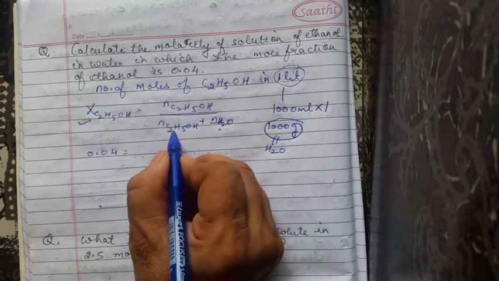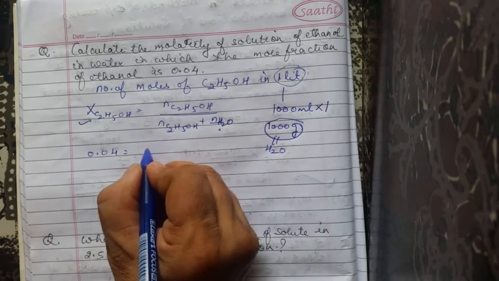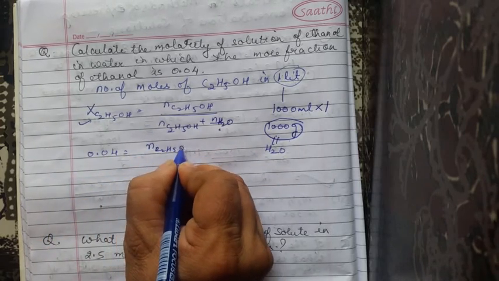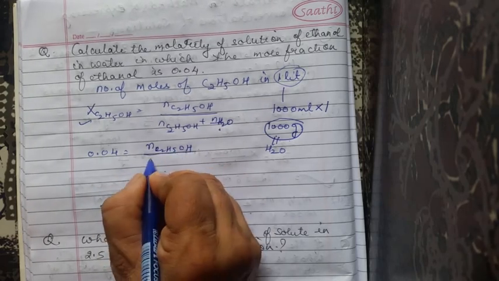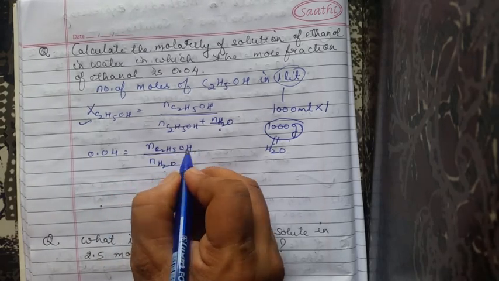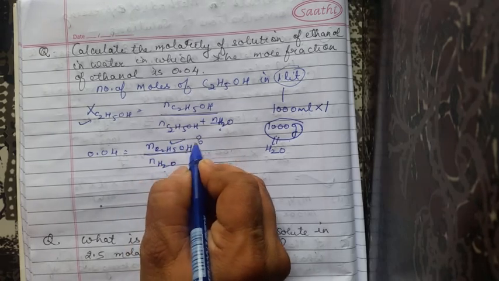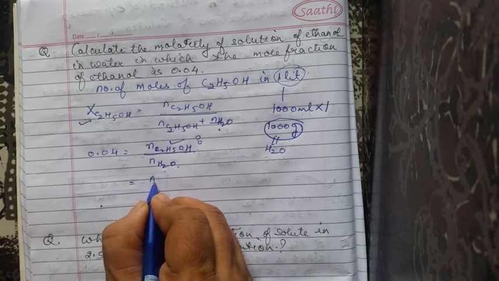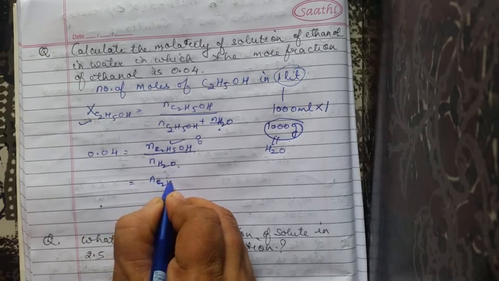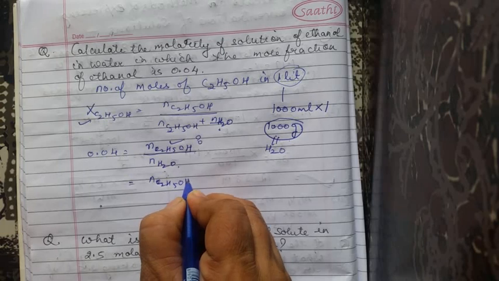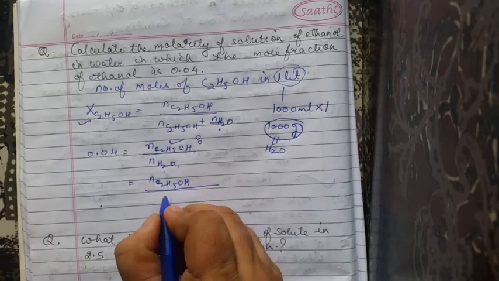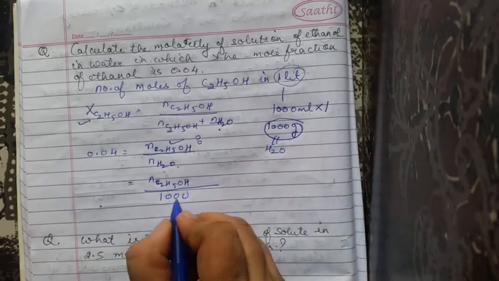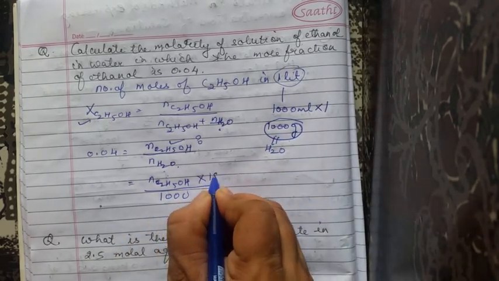Now I am simplifying this whole thing. I can write this as number of moles of ethanol divided by number of moles of water. This we are asked to calculate. Substitute this as number of moles of C2H5OH divided by the number of moles of water. 1000 was the mass of water which we used here, divided by 18. So 18 will go in the numerator.